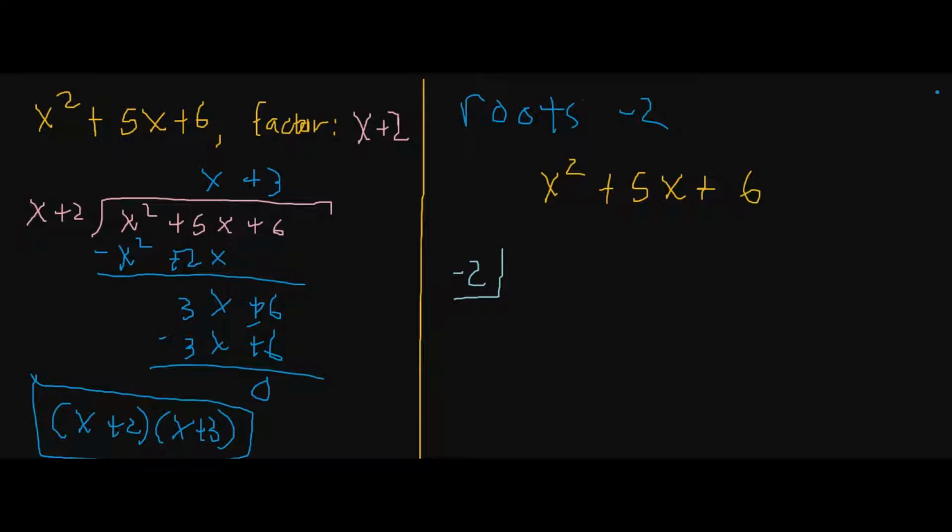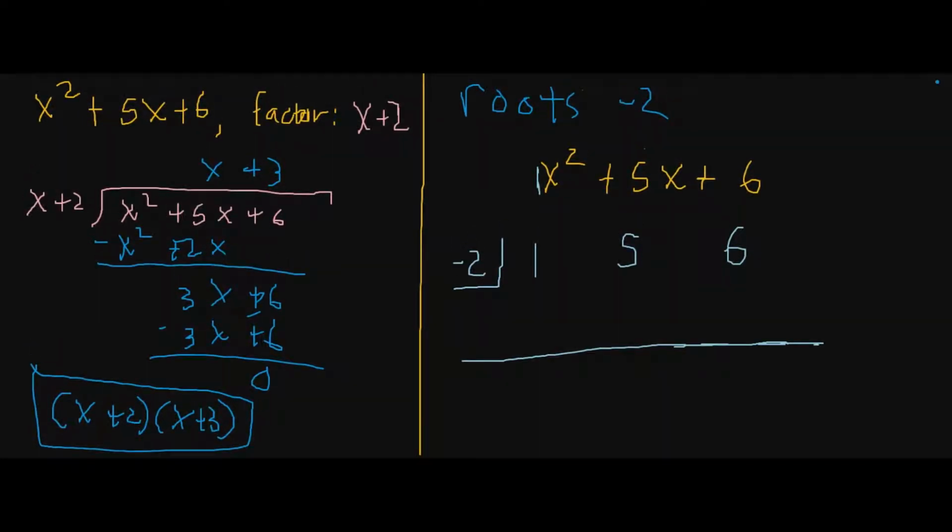Now, what's the number in front of x squared? Well, it's just 1, right? So we're going to put 1 here. What's the number in front of x? Well, it's 5, so we just bring the numbers down. What's the number out here? 6. So we just bring the numbers down. Okay, so basically how this works is a really simple process.